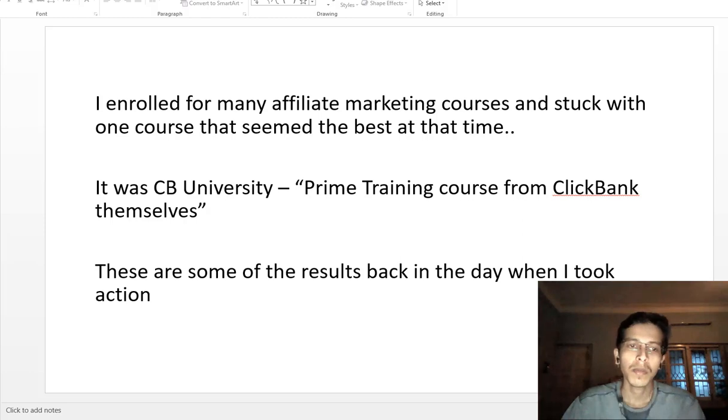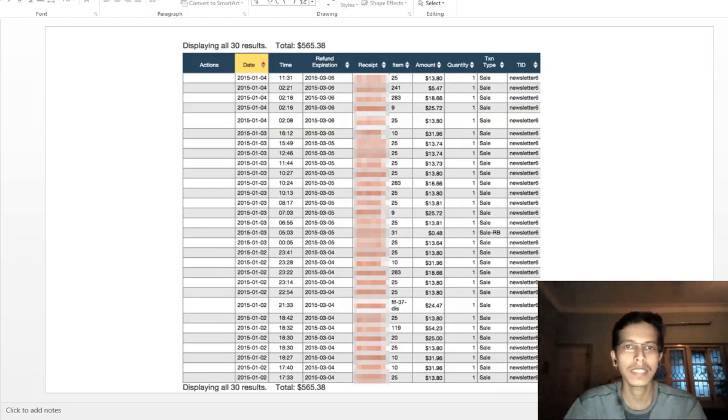So, coming back to the presentation, these are the affiliate fees that I made back in 2015. So you can see from this chart, it was a total of $565. But the thing is, this is quite low, to be honest.